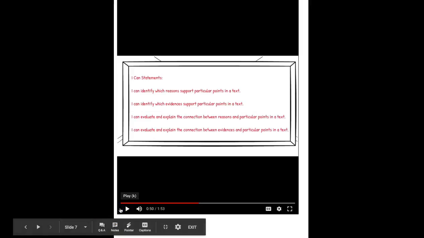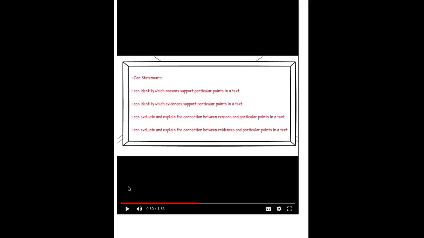Before we get into that, though, I want you guys to see your I can statements this week. Your I can statements are: I can identify which reasons support particular points in a text. I can identify which evidence supports particular points in a text. I can evaluate and explain the connection between reasons and particular points in a text. I can evaluate and explain the connection between evidence and particular points in a text. Those are your I can statements.